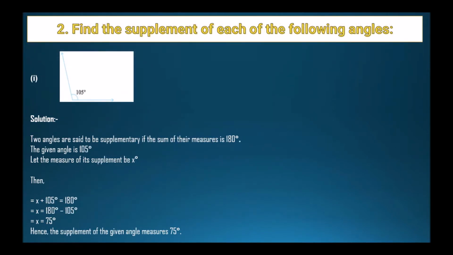Second, we have to find the supplement of each of the following angles. Two angles are said to be supplement if the sum of their measure is 180 degree. Simply we have to subtract the given angle from 180 degree. So the given angle is 105. So x plus 105 degree equals 180 degree. That is x equals 180 degree minus 105 degree. So x equals 75 degree. So supplement angle is 75 degree.